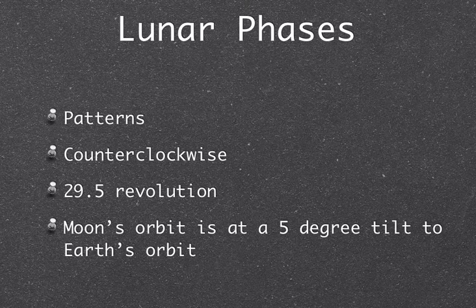And the moon's orbit is at a tilt to Earth's orbit, which is why we do not have a solar and lunar eclipse every month. They have to become in line with one another, and that takes several cycles before it can happen.